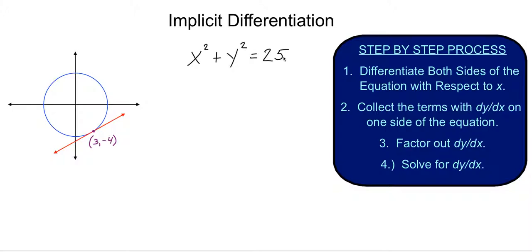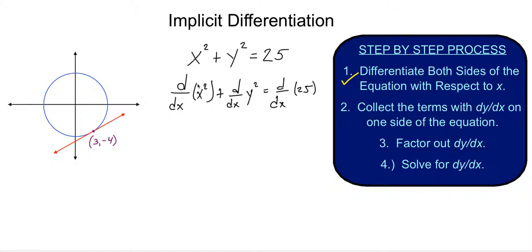So let's start by taking the derivative of both sides with respect to x. So d/dx of x squared plus d/dx of y squared is equal to d/dx of 25. This is step one, where we differentiate both sides of the equation with respect to x.